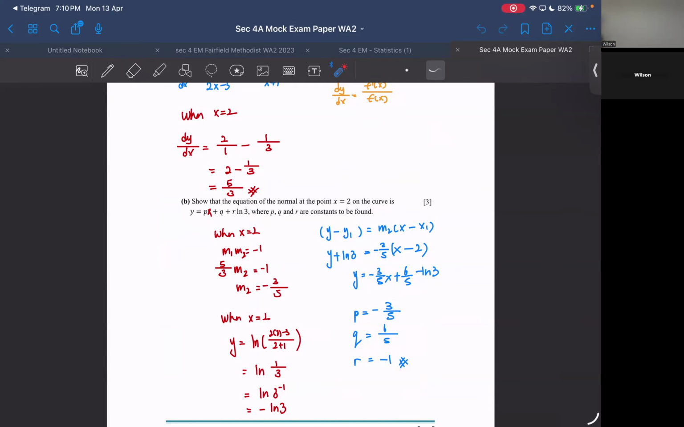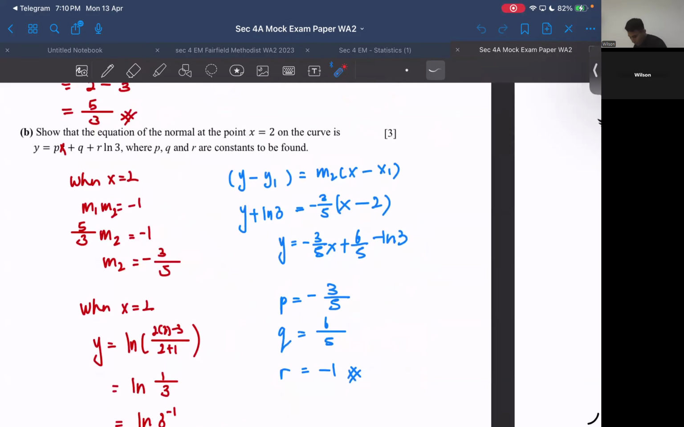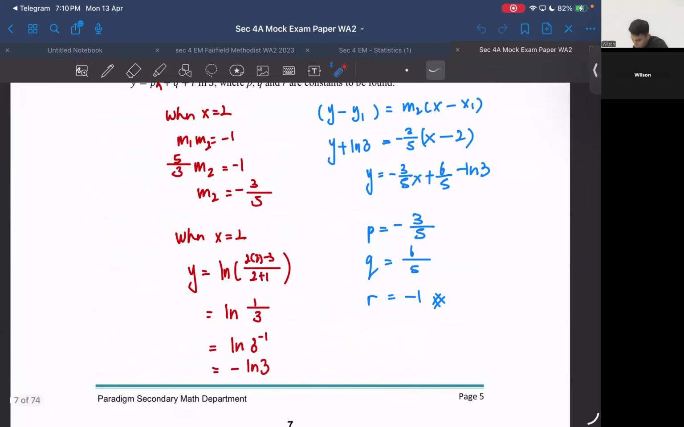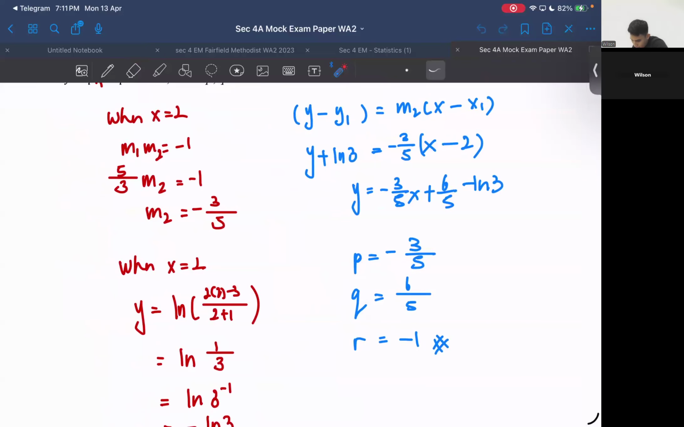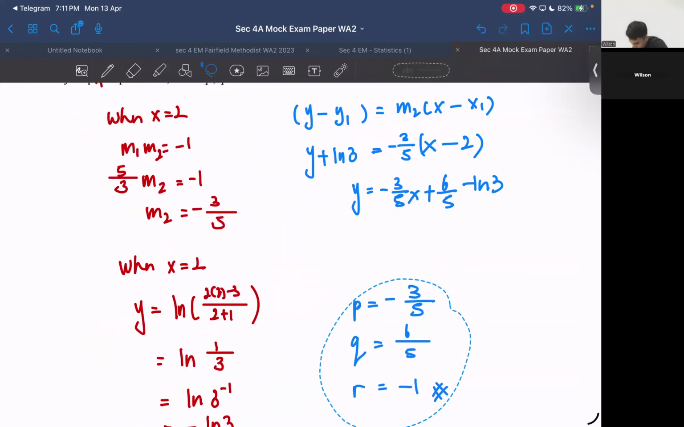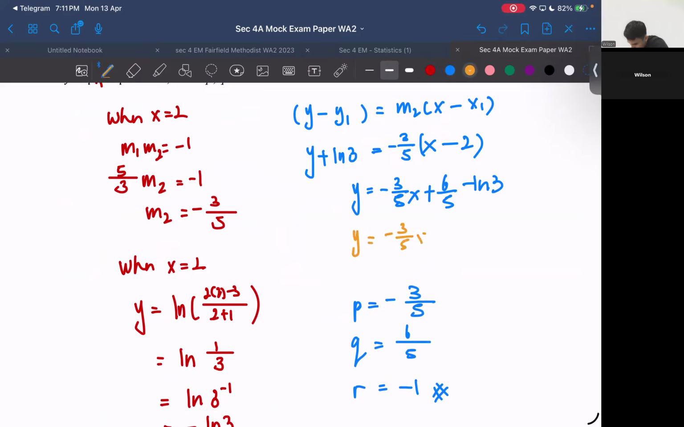Okay, come. So, Nihal, right? Okay, Nihal over here, right? He has this portion over here. He wrote it as, Nihal, your answer is y equals -3 over 5x plus 6 over 5. And then what? Plus what? Plus ln 1 over 3, right? Yeah. Now, Nihal is very, very close.